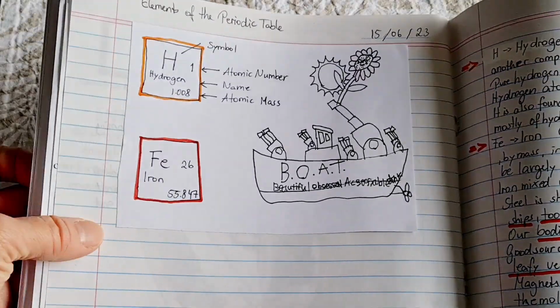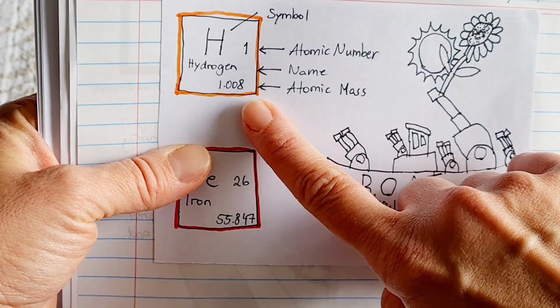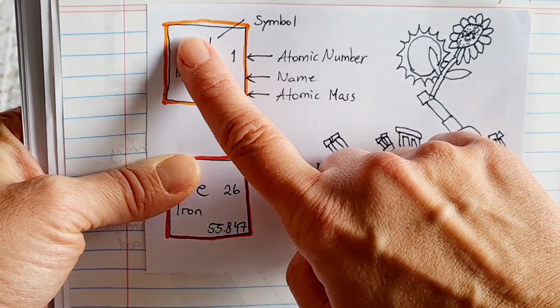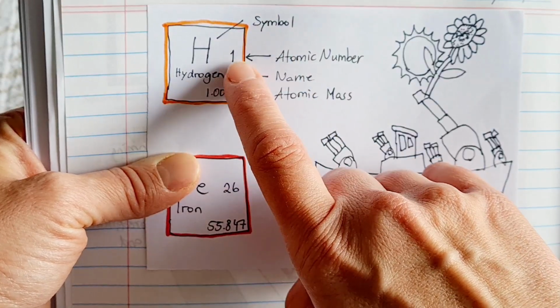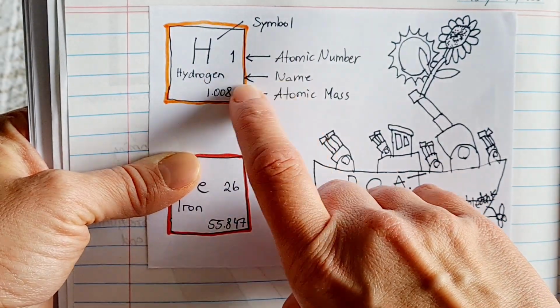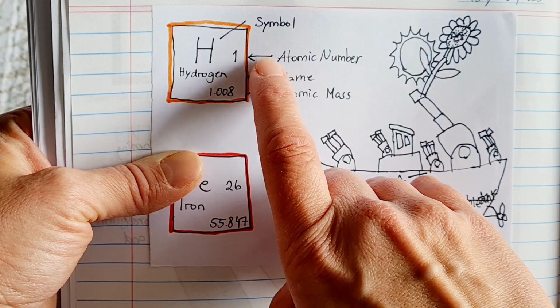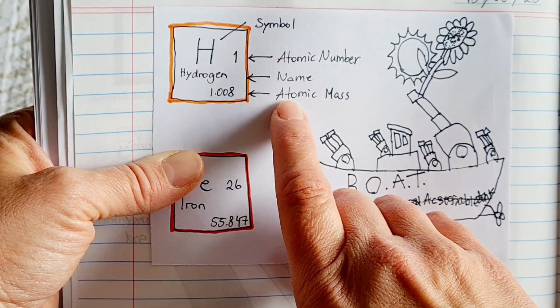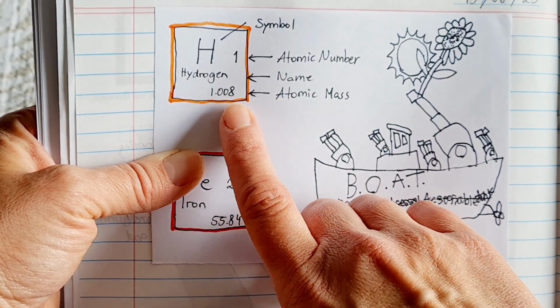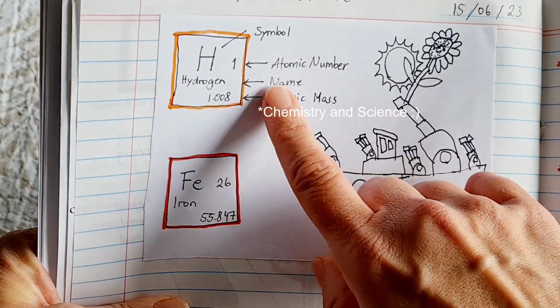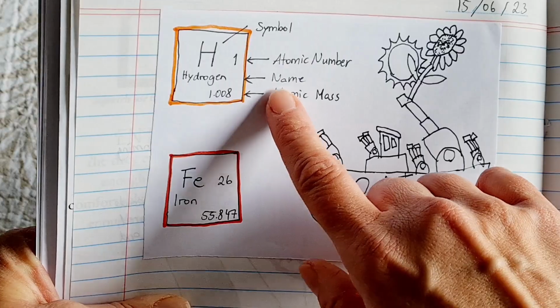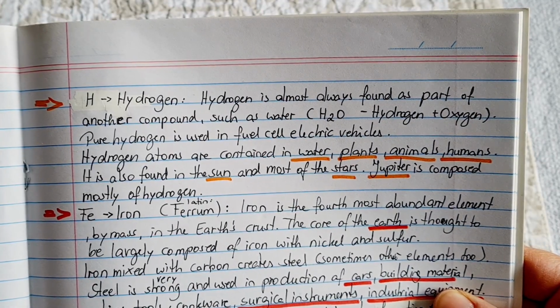On the periodic table, usually you see a symbol like this. So H is the symbol for hydrogen. Also, it's got its name on there as well. And then we have an atomic number and the atomic mass. If you're into physics, you can research this further. So today, hydrogen and iron. So let's find out about hydrogen.